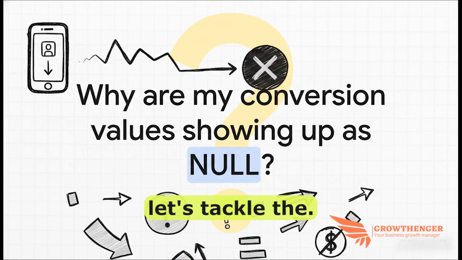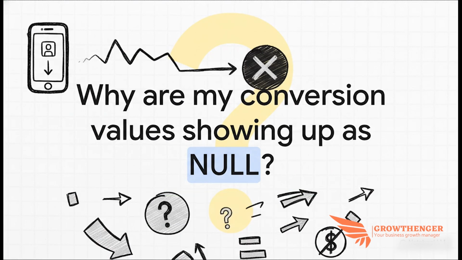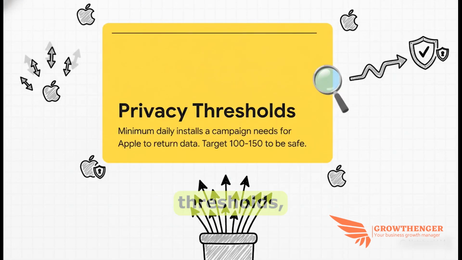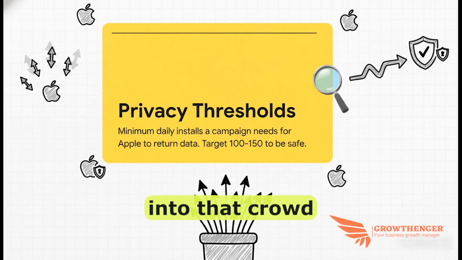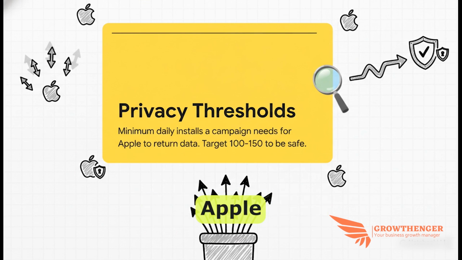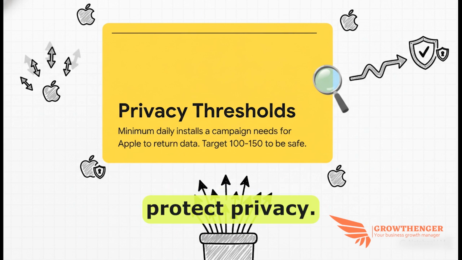All right, let's tackle the single most frustrating thing for pretty much every iOS marketer. You're spending money, you know installs are happening, but when the conversion data comes back, a bunch of it just says null. It feels like you're flying completely blind. So why does that happen? Well, the answer is privacy thresholds, and it ties right back into that crowd anonymity idea. If your campaign's install volume is too low, Apple simply hides the conversion data to protect privacy.